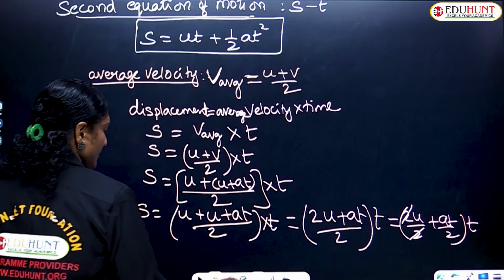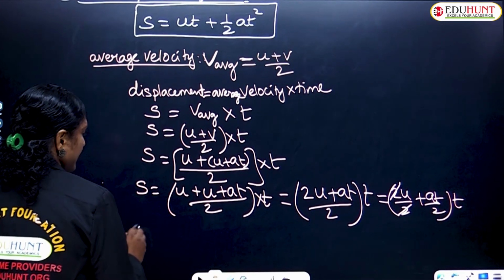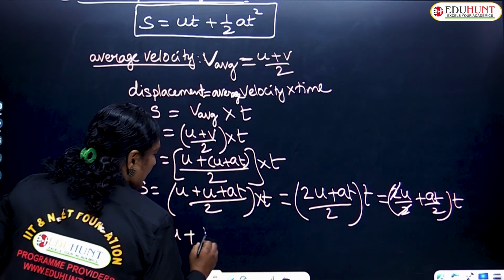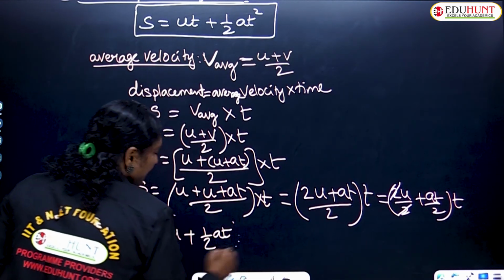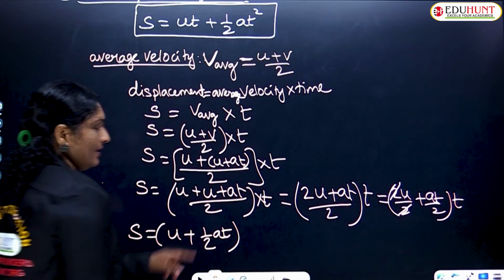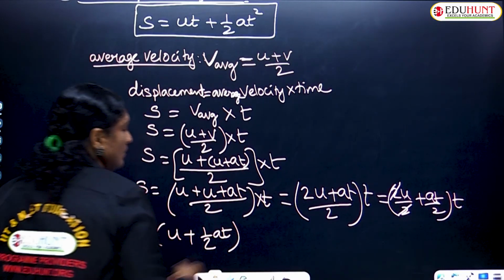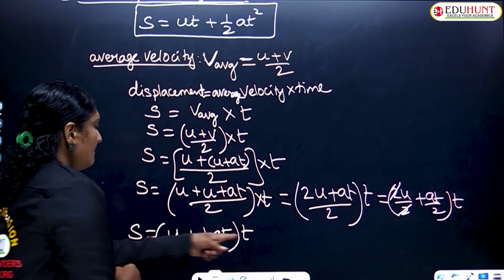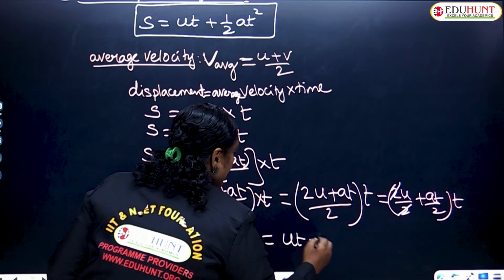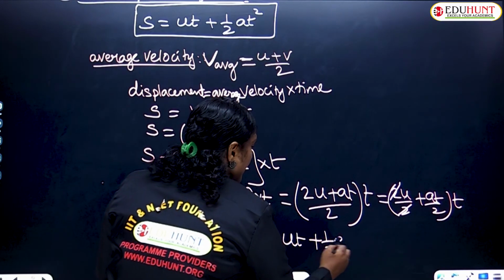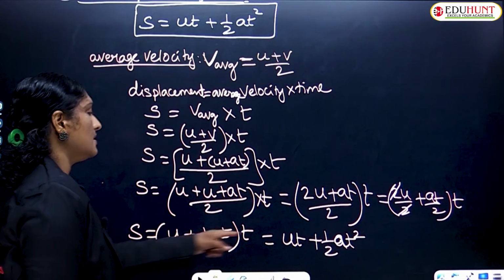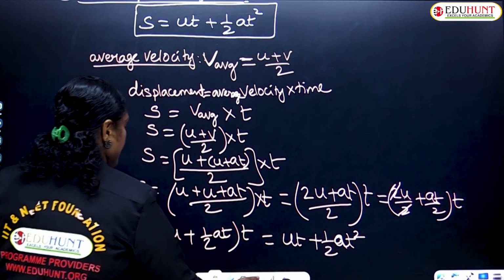Let me write here once again. S is equal to (u plus at by 2) into t. I'll write at by 2 as half at. This u, I wrote it here. This 1 by 2, I wrote it here, and at is left over here, and t is left. Hence, bringing the t inside, this will become u into t is ut, plus half a, t into t is t square. Hence, the formula: S is equal to ut plus half at square.